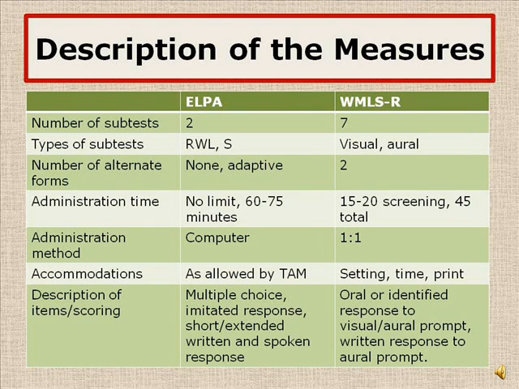For the Woodcock-Munoz, accommodations might include the setting for younger children, a parent or a trusted person with them, time, and print size. The description of items and their scoring: the ELPA consists of multiple choice, imitated response, short, extended written and spoken response items. The Woodcock-Munoz consists of oral or identified response to visual oral prompts and a written response to an oral prompt.